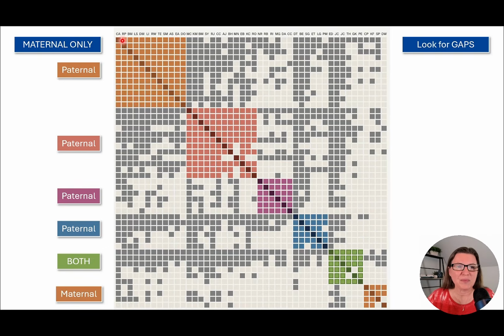Now we have some people, okay, this is just mom's side, but we have people that are going all the way across. A lot of people going all the way across, like mainly all these orange, a lot of these salmon.